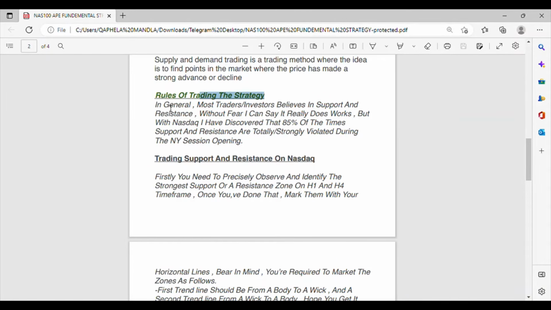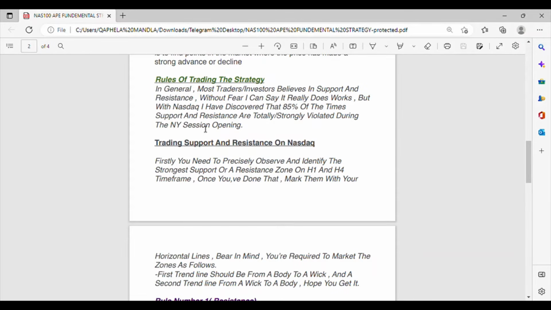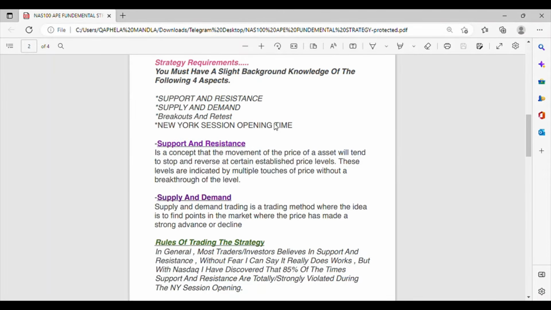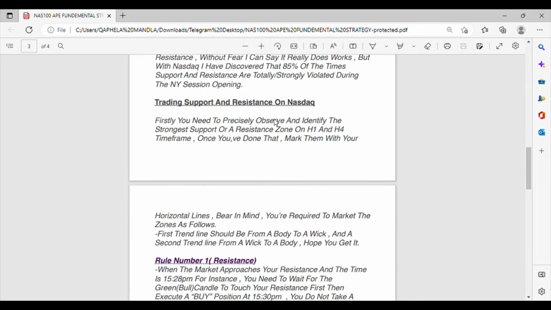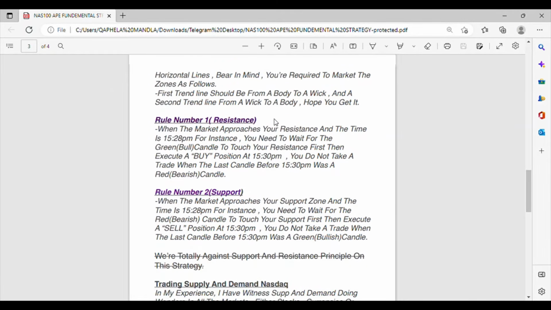So let's quickly read here. Rule of trading: the strategy in general, most traders and investors believe in support and resistance. Without fear, I can say it really does work, but with NASDAQ I have discovered that 85% of the times support and resistance are totally violated during the NY session opening. That is true because during the NY session opening, the market is very volatile around that time, so I could understand why support and resistance wouldn't work. So let's quickly move on to the other part.